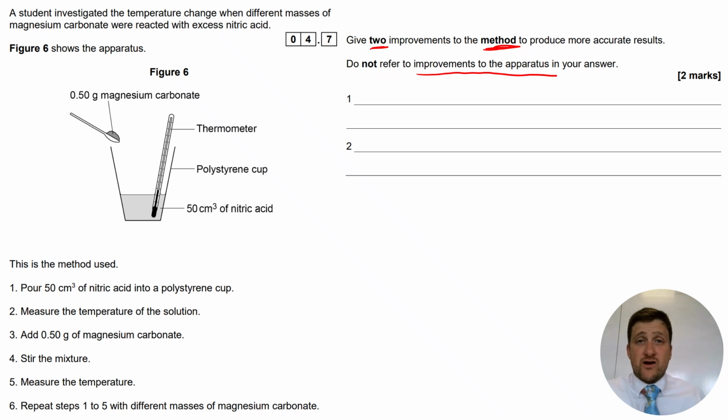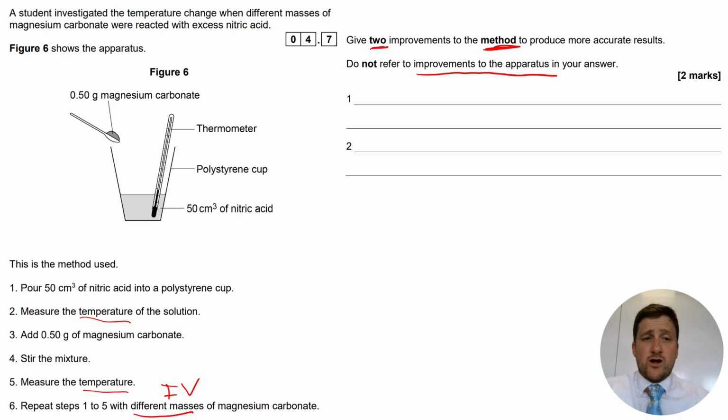What is the independent variable and dependent variable? For this one, do we know? Well, it says different masses. That's going to be right at the bottom. That's our independent variable, that's fine. Can we see within this method the dependent variable? Well, we're measuring the temperature, which is great, but what do we do with these two temperatures?